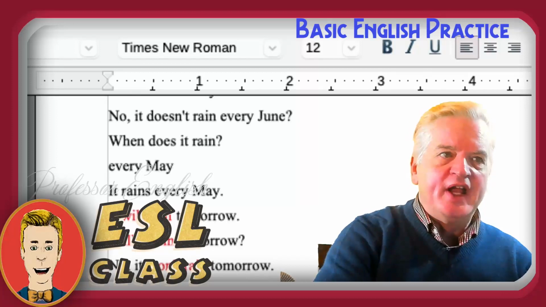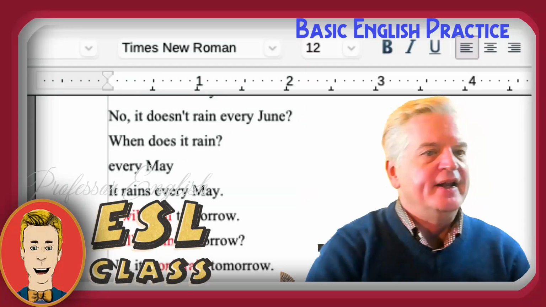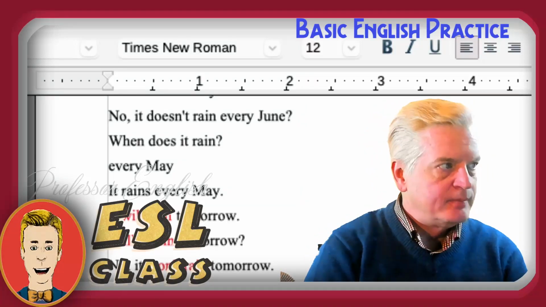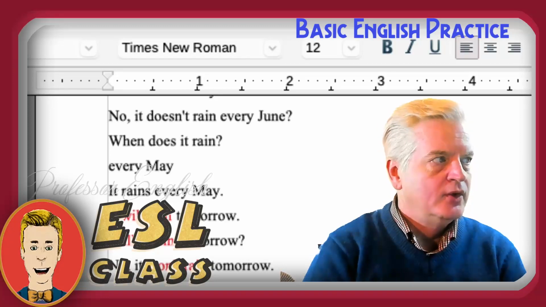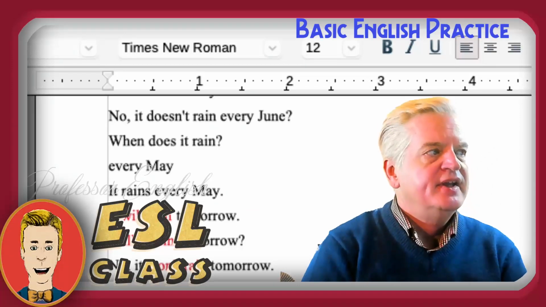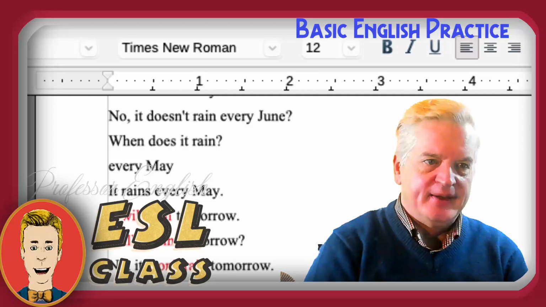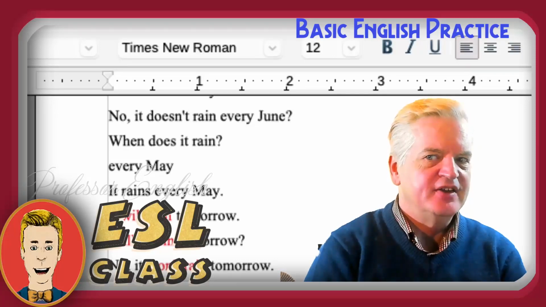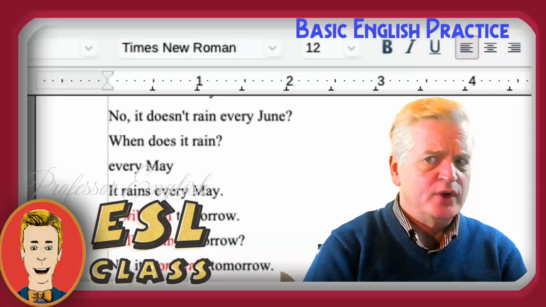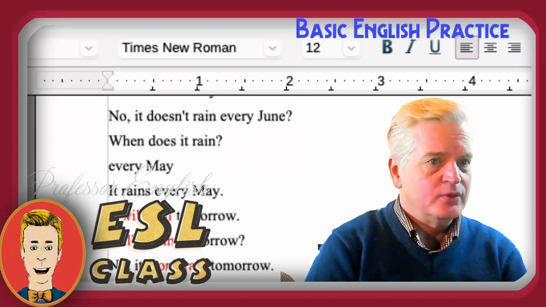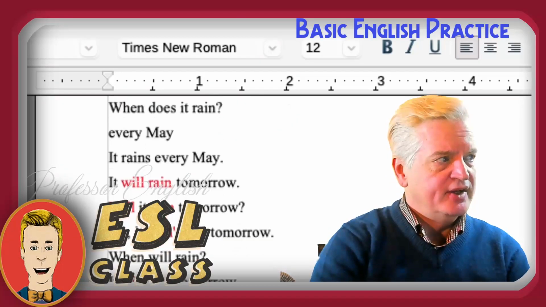Let's make a "when" question. When does it rain? It rains every May. It doesn't rain every June. It rains every May. It doesn't rain every June. It rains every day.